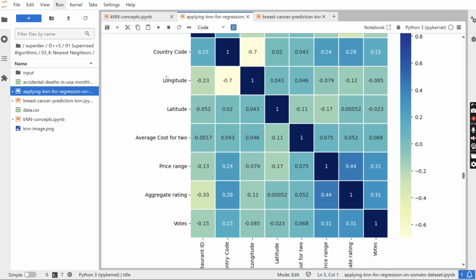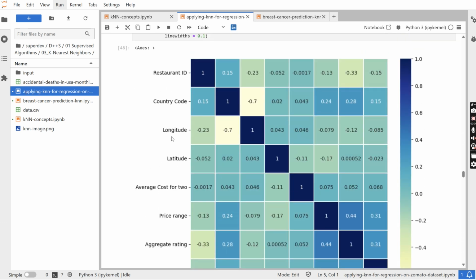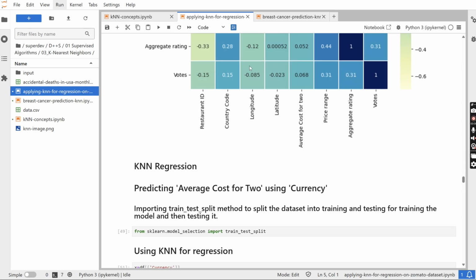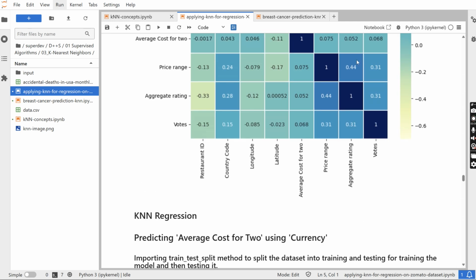Okay, so this way you can decide from the correlation. You can drop these two. Okay, instead of longitude and latitude, you can probably have the location name. That way also you can do average cost. So basically you are doing the correlation analysis here, trying to understand which features are contributing in a positive way, which ones are contributing in a negative way.